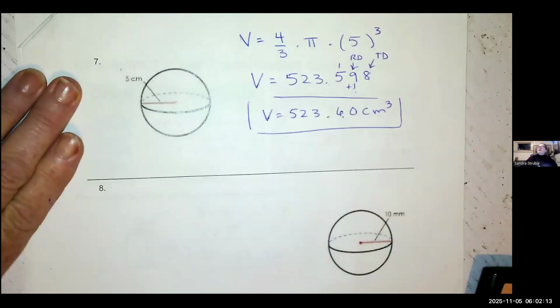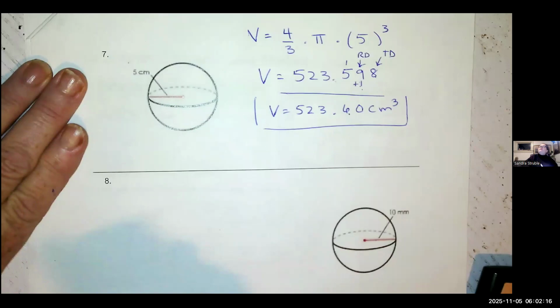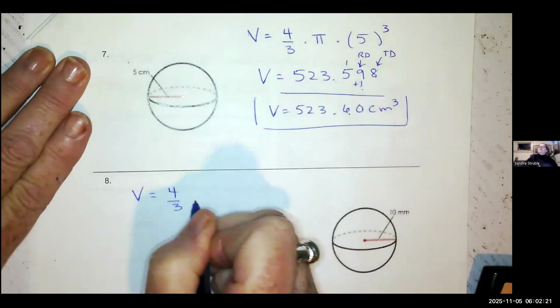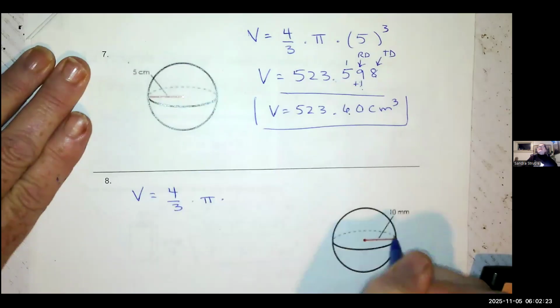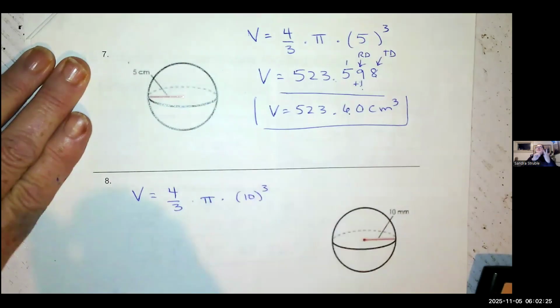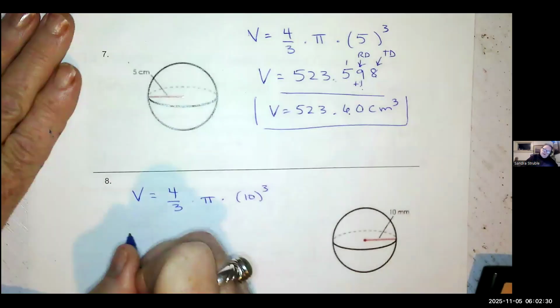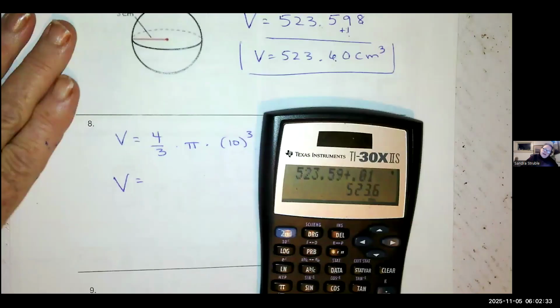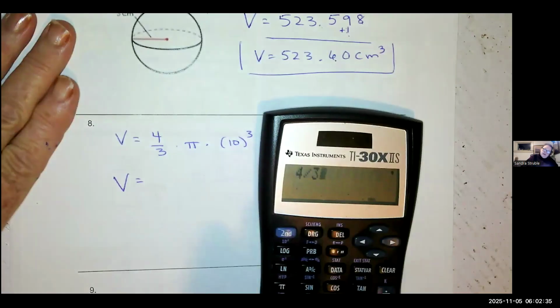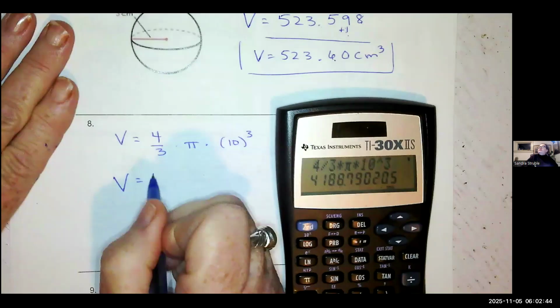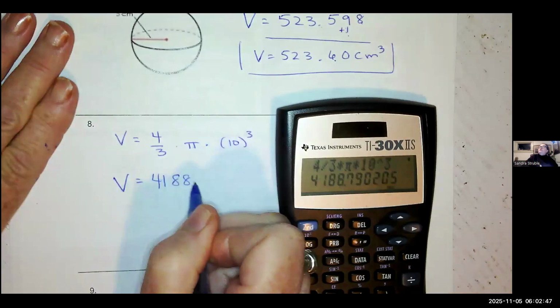We'll see at the end what we're going to round to. Times pi. My radius is 10, and that needs to be cubed. Remember, that's not 10 times 3. That's 10 times 10 times 10. So please be careful with that. I know that there were some struggles with that before. 4/3 times pi times 10 caret 3 equals. And that's 4,188.79. And again, I want to round this.